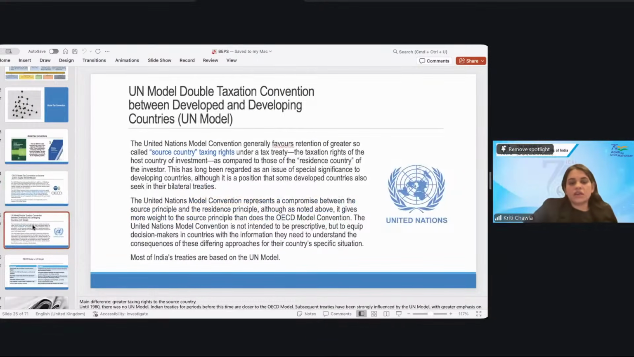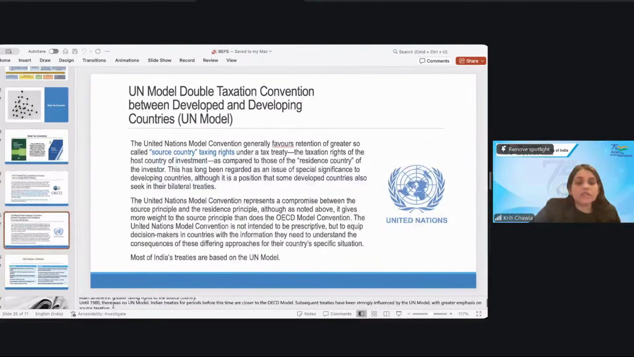So this is the UN Model Taxation Convention. This is where they talk about the UN Model Taxation Convention. Now, the main difference is that it provides greater taxing rights to the source country. Until about 1980, there was no UN model.